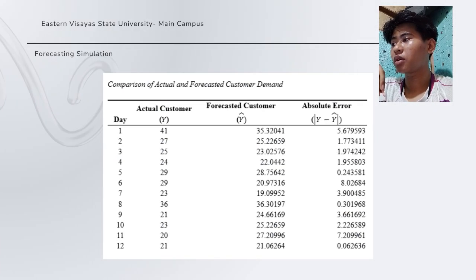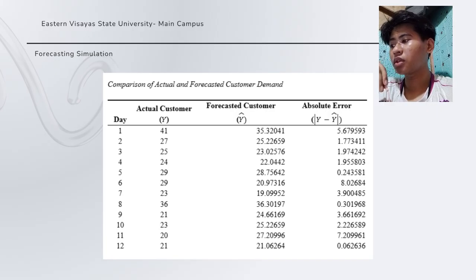And for our actual and forecasted customers, this table compares the actual customer demand and forecasted customer demand across 20 days of observation. The table also includes the absolute error values, which measure the difference between the actual and predicted customer counts for each day.